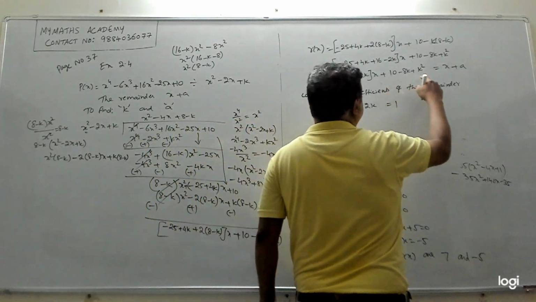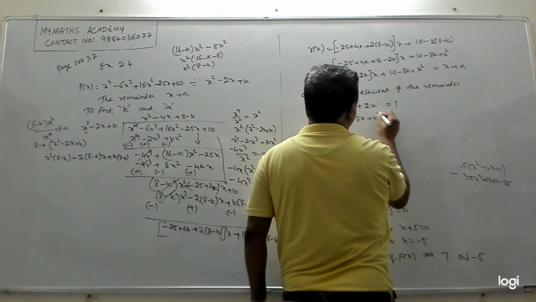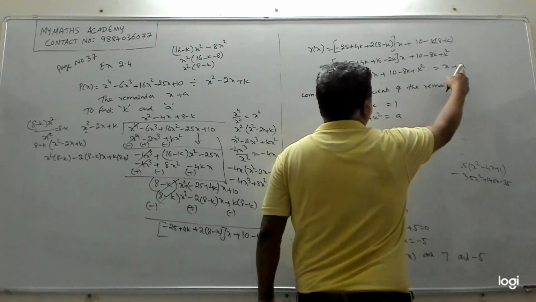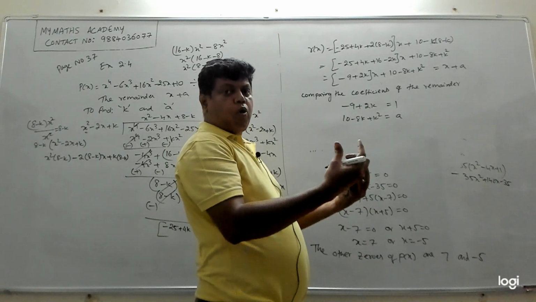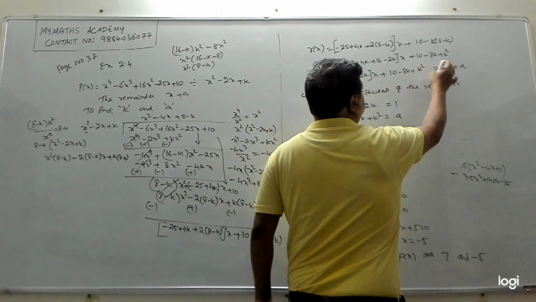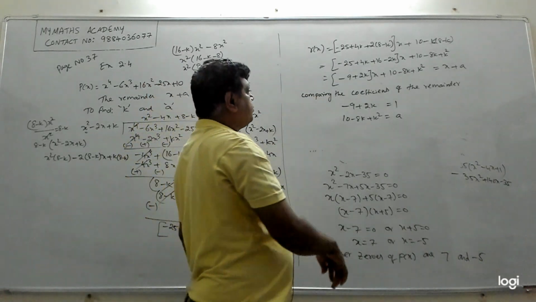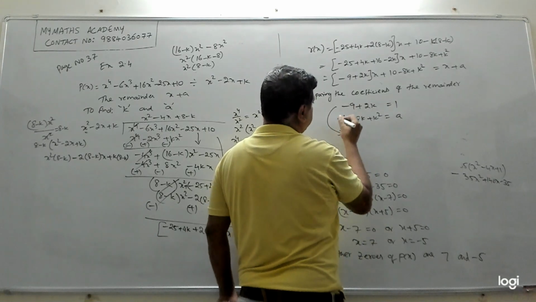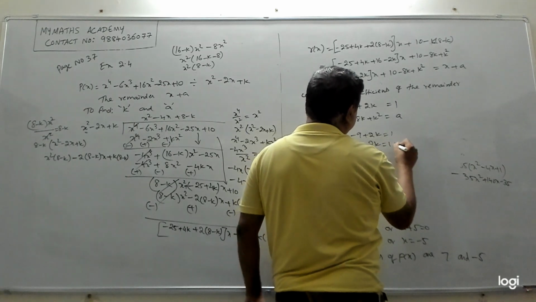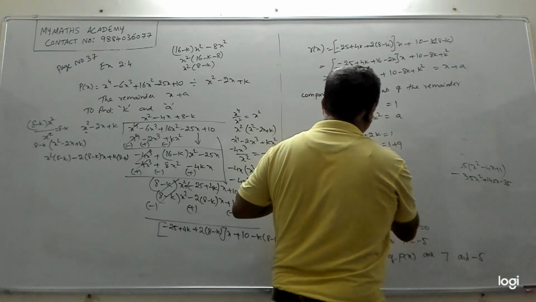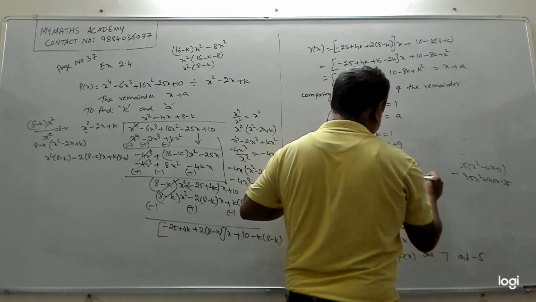This is one equation. Another one we have is 10 minus 8k plus k square should be equal to a. There is a number, this is also a number. It does not have x. So when you have two polynomials equal on both sides, then the coefficients of the polynomials on both sides should be equal. So now solving this, minus 9 plus 2k is 1. So this gives me 2k equal to 1 plus 9. My 2k becomes 10. My k becomes 10 by 2, which is 5.